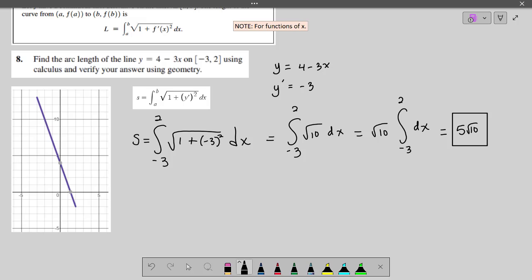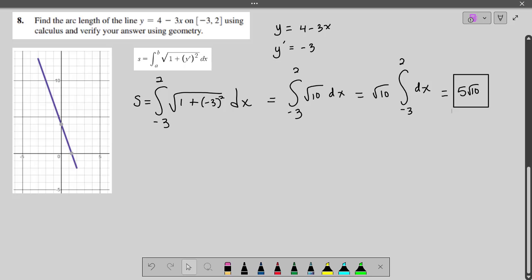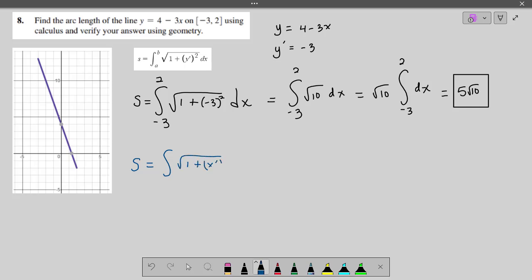Make sense? Let's try it a second way. Let's say we wanted to integrate with respect to y instead of with respect to x. So if we wanted to do it the other way, we would say s will equal the integral of the square root of 1 plus x prime squared dy, and we're going to go from c to d. C to d will be on the y-axis. C would be there and d would be there.